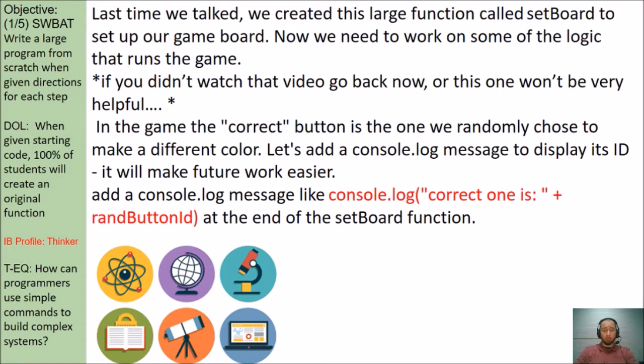Now we need to work on some of the logic that runs the game. Now in this game, the correct button is the one we randomly chose to make a different color. And we should have already created this console.log message that tells us the ID of that box, just in case you're pretty color blind like me and you can't even tell the difference in the color change. And like it says right here, it is going to make future work much easier when we use console statements.